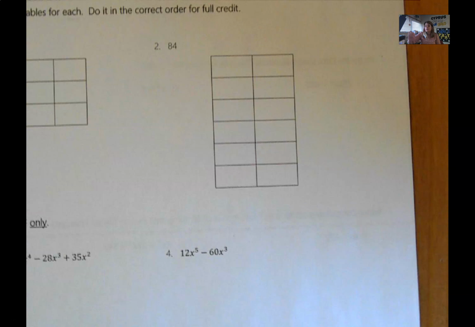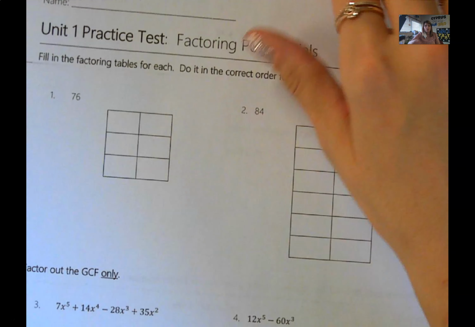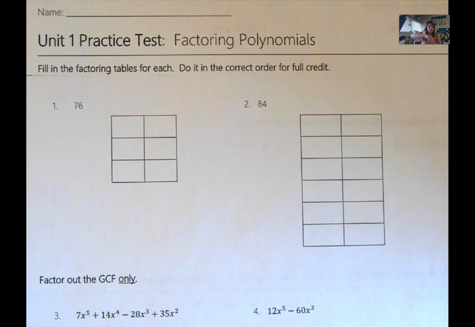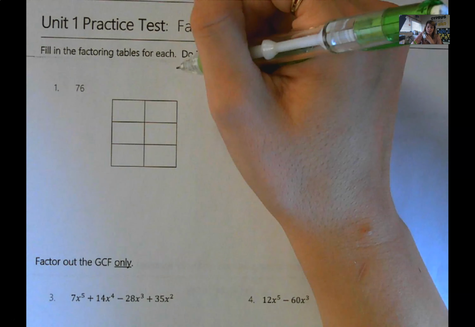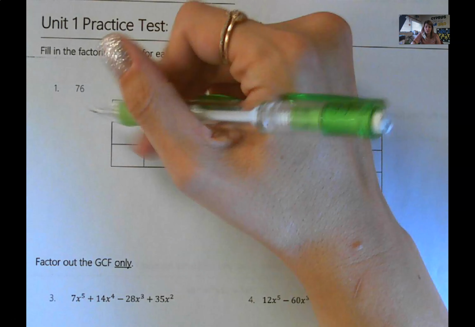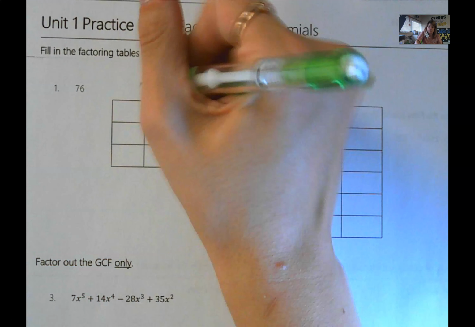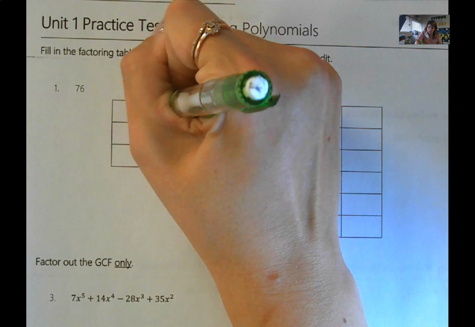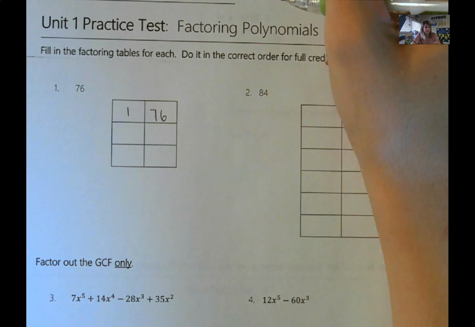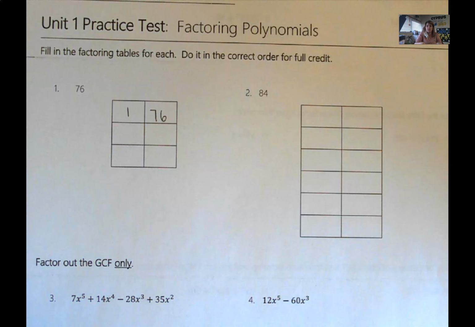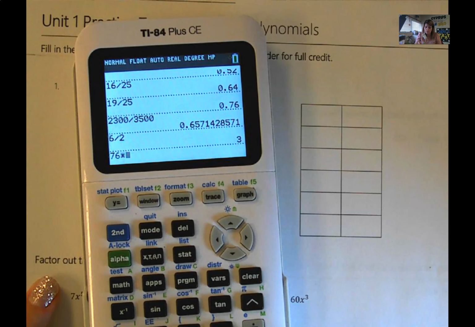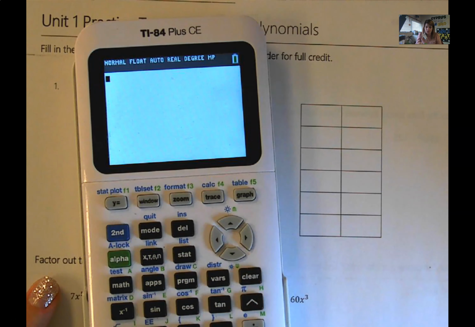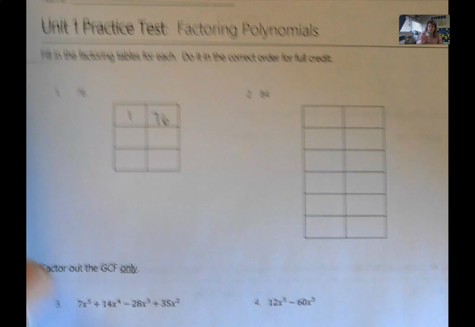Okay, so when it asks us to find all of the factors of a number, we are going to go through starting at 1 and check to see what number 76 is divisible by. I always start with 1 and the number, so I'm going to do 1 and 76. Then I'm going to use my calculator and check 2. Let me clear that out. So I do 76 divided by 2. So 2 and 38.